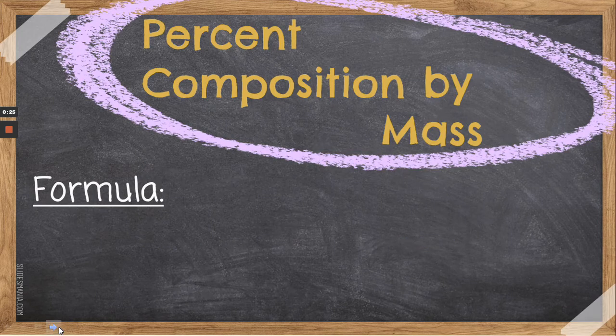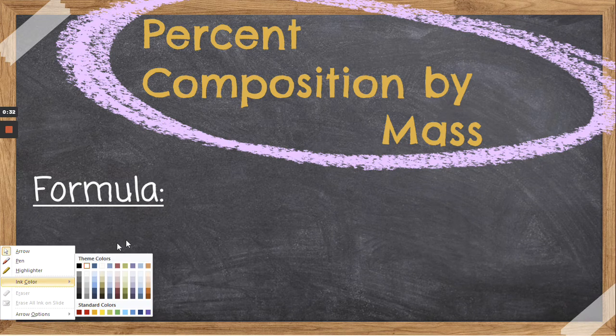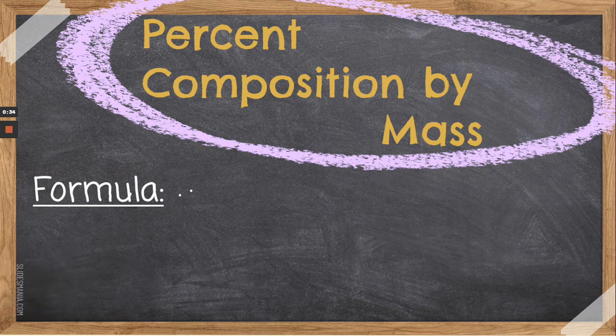So first off, let's talk about what percent composition by mass is. It's just what it sounds like. It's when you figure out the composition of a compound by looking at the masses of the different elements. This isn't really a chemistry thing, but we use it in chemistry.